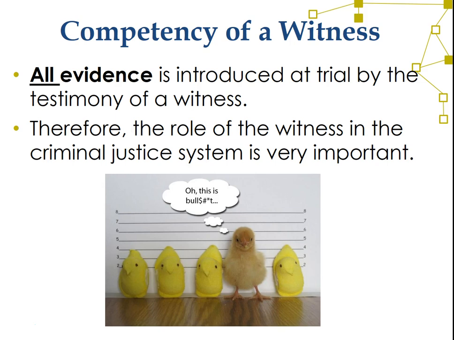So all evidence is introduced at trial by the testimony of a witness. And therefore, the role of a witness in the criminal justice system is very important. The chapter that we're talking about today is going to address 5 key issues related to trial witnesses. Those are: who is competent to testify, how the credibility of a witness is attacked, what can be done if the witness's memory goes away or is faulty, what a lay person is allowed to testify about, and how and when expert witnesses are used.